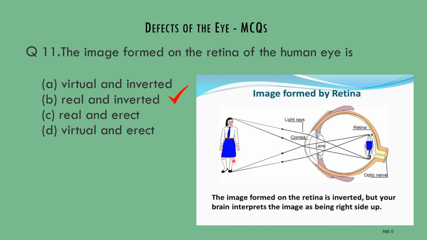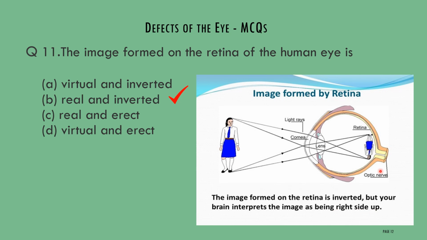Inverted. Inverted is nothing but, here the picture of the girl forming on the retina will be inverted. Inverted is nothing but ulta. In the same way, whenever you see an object, you will get an inverted image on the retina. But your brain, what will it do? The brain interprets the image as being right side up.